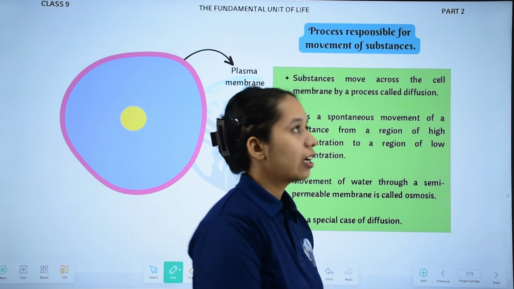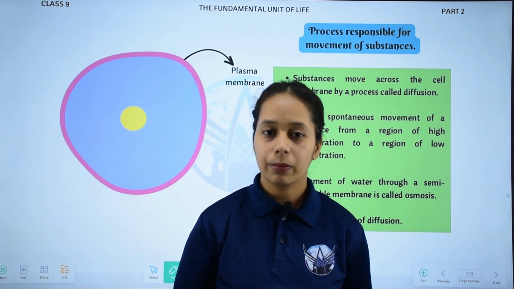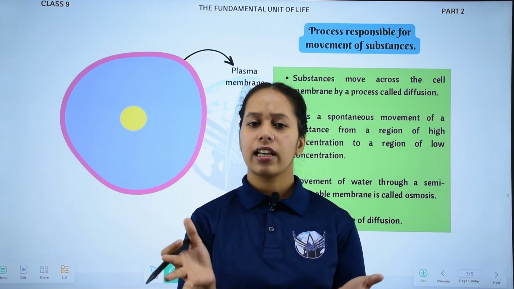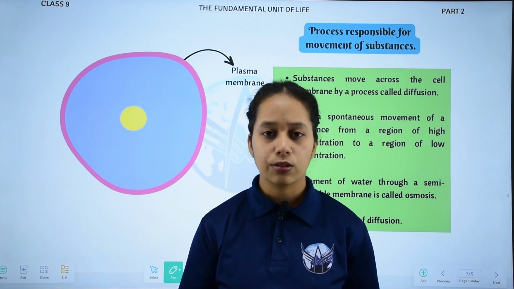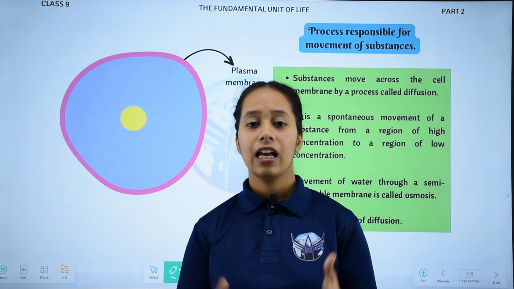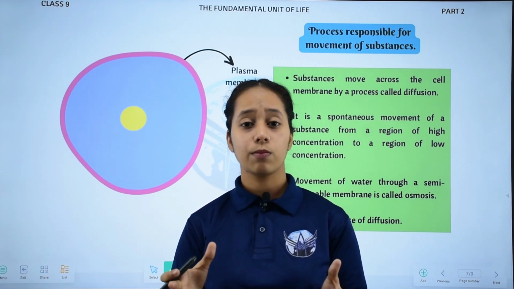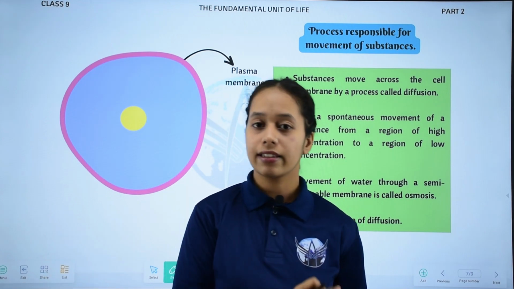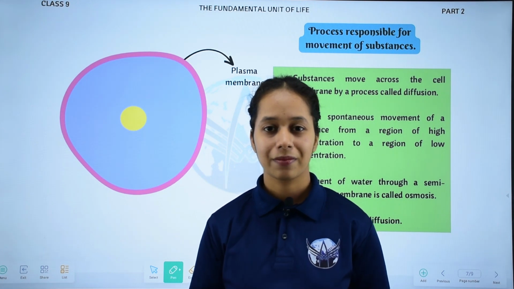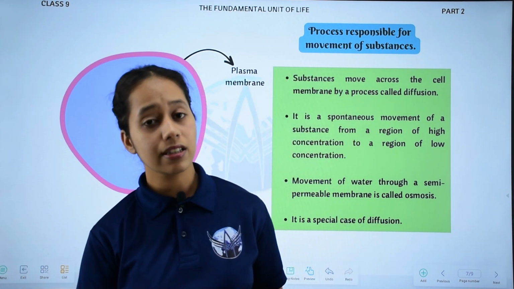Now next, I have been saying that the plasma membrane is a semi-permeable membrane. It allows entry and exit of selective substances. It does not allow all kinds of substances to pass through it. Yes, I have been saying all these words, but how does this movement take place? How does a substance move from outside a cell to inside the cell, and from inside the cell to outside? What is the mechanism of movement? How do substances move around?